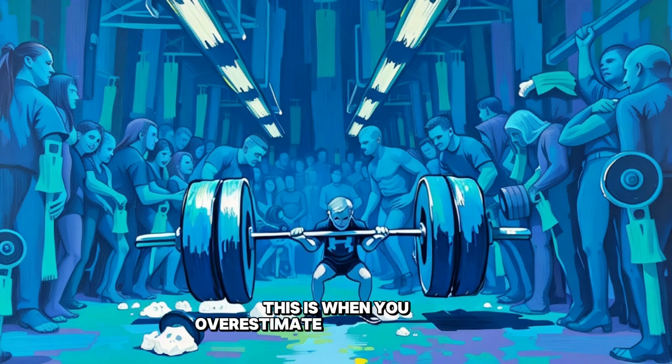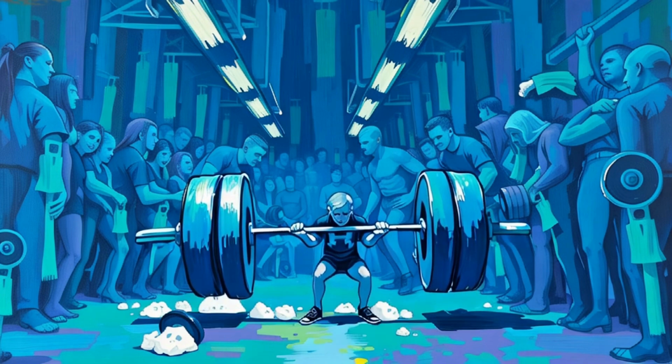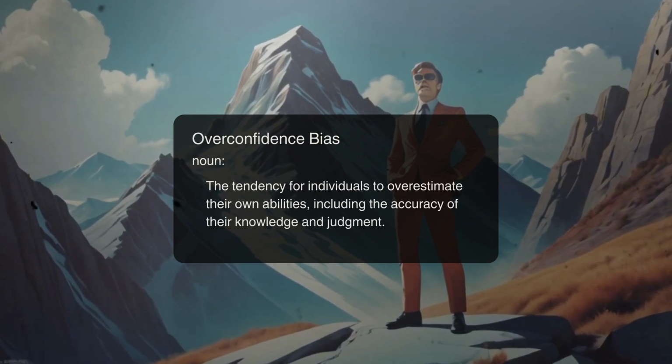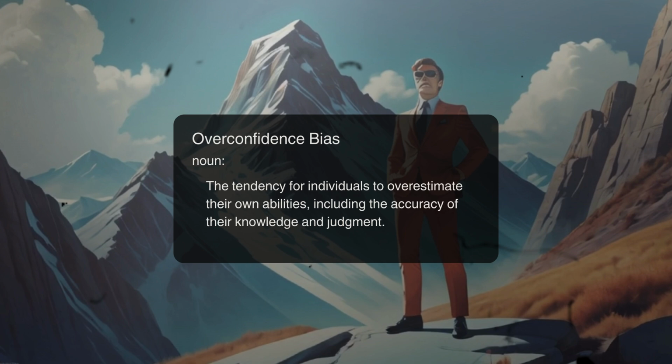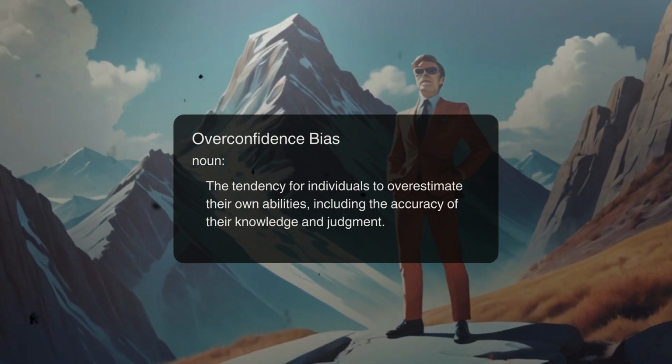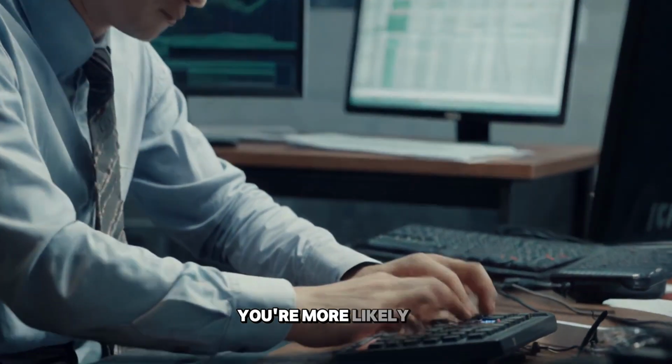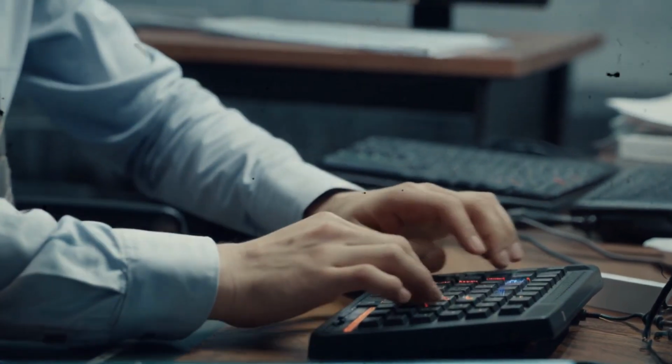Next, we have overconfidence bias. This is when you overestimate your knowledge and abilities. Overconfidence bias is the tendency for individuals to overestimate their own abilities, including the accuracy of their knowledge and judgment. When you think you know better than the market, you're more likely to make impulsive decisions.